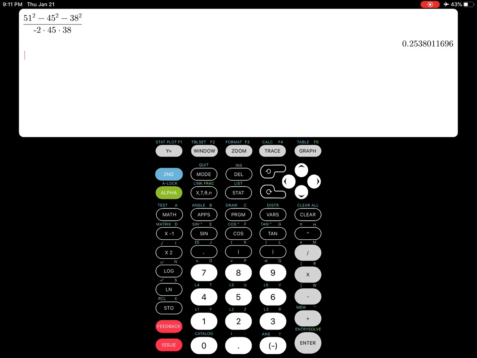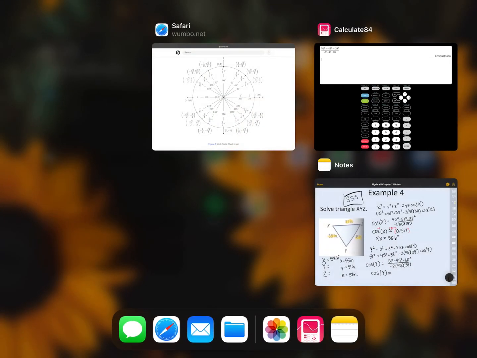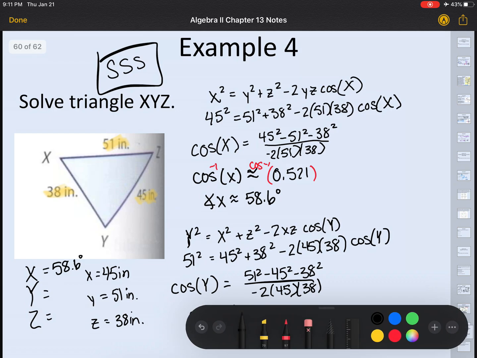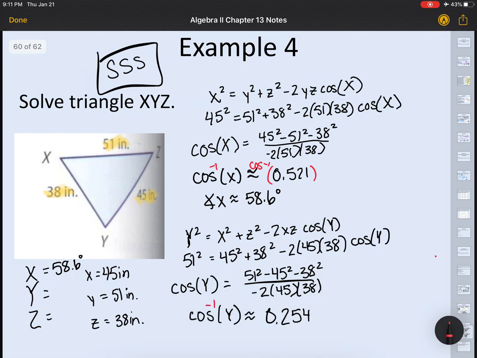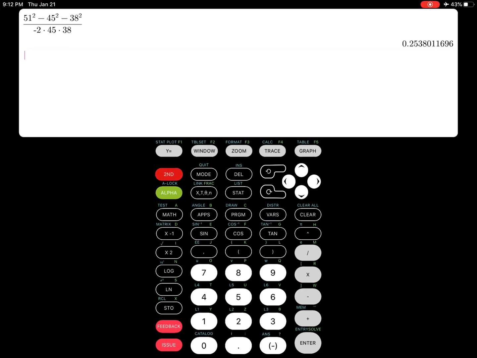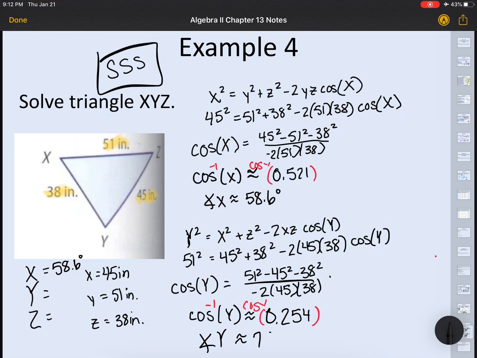So about 0.254. And we need to take the inverse of that on both sides. So cosine inverse to make the angle. So angle y is about, so the cosine inverse of 0.254 is about 75.3 degrees. So 75.3 degrees for angle y.